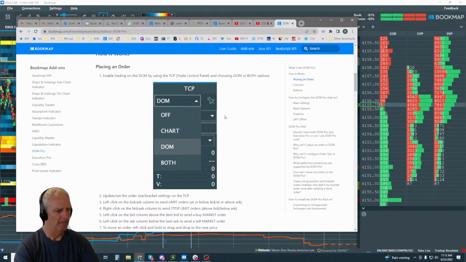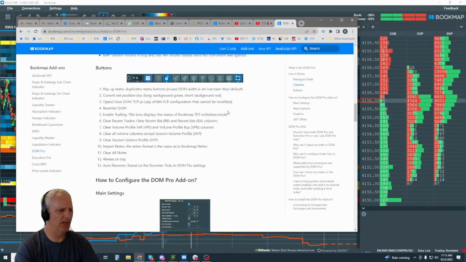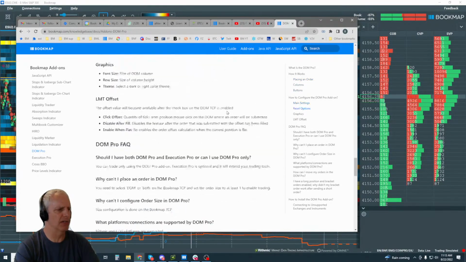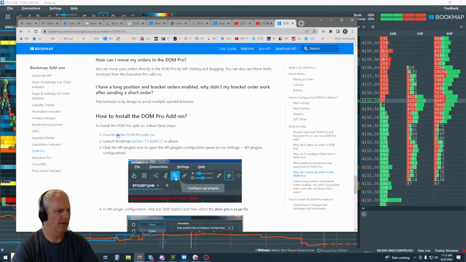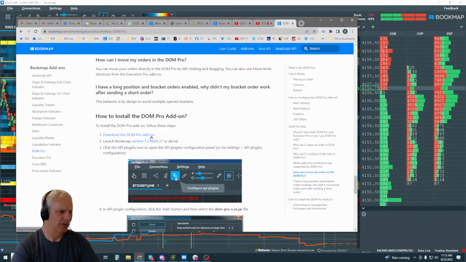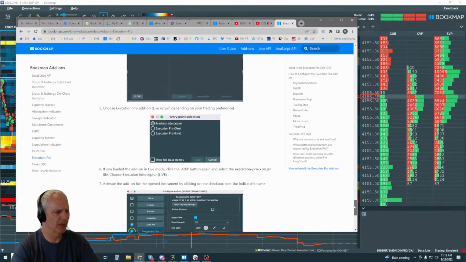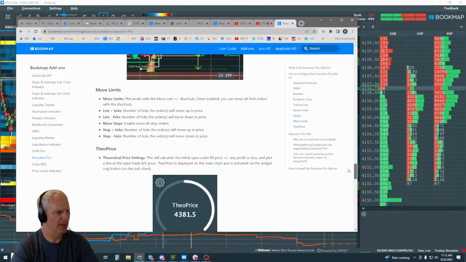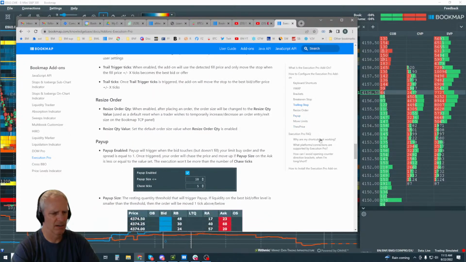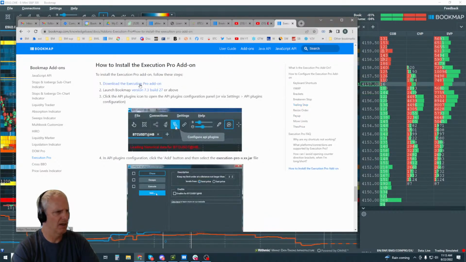It's about an hour long. It's pretty exhaustive. Anyway, you'll scroll down and you'll find the download links in here as well, right here, how to install the Dome Pro add-on. If you have the Global Plus, then your license will allow it. Execution Pro, same idea. Click on that, and it's down at the bottom here, how to install, and here's the download link.